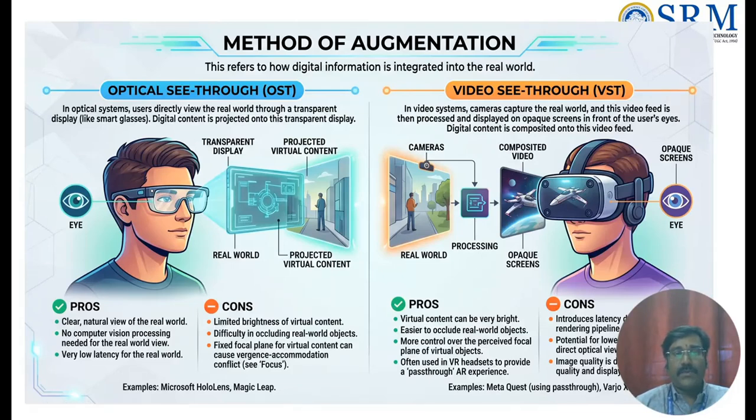It compares human visuality and other aspects, and it has two different types: optical see-through, OST, and video see-through, VST. In an optical system, the user directly views the real world through a transparent display like smart glasses. Digital content is projected onto the transparent display. So we have an eye, and the real world is also seen through the transparent display, with the projected display having a visual impact. It provides a connection between the visual display and the real-world environment.